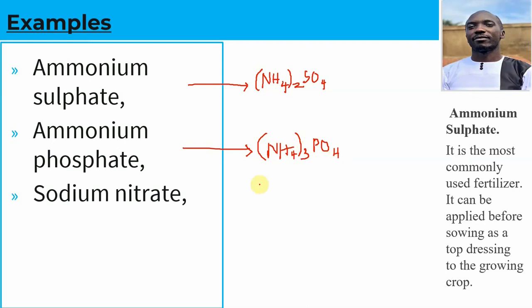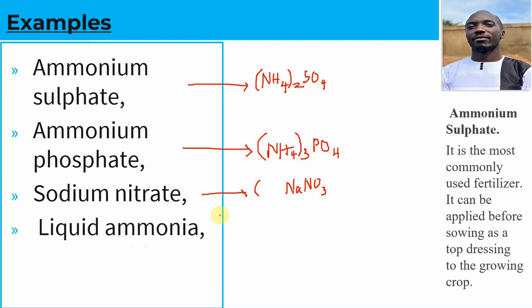Then we also have sodium nitrate. Each of these fertilizers provides a certain element, or they have different ways of affecting the soil. This one has no bracket. So this is sodium nitrate. It is one of the fertilizers that make the soil alkaline.